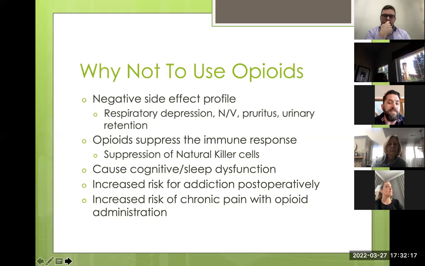They can cause a cognitive sleep dysfunction. This is really important in your elderly population. They're already suffering from constipation issues, sleep issues, and then you add opiates on top of it, you can really mess up an elderly person's sleep cycle. You have an increased risk for addiction postoperatively. There's a strong correlation between the amount of opiates a patient gets intraoperatively and how much opiates they're going to have to take postoperatively. And then you have the increased risk of chronic pain with opiate administration also.